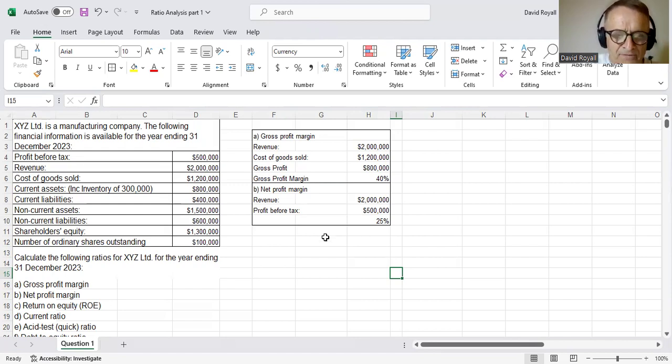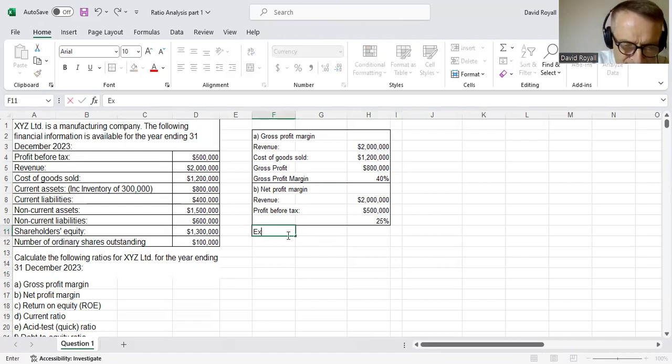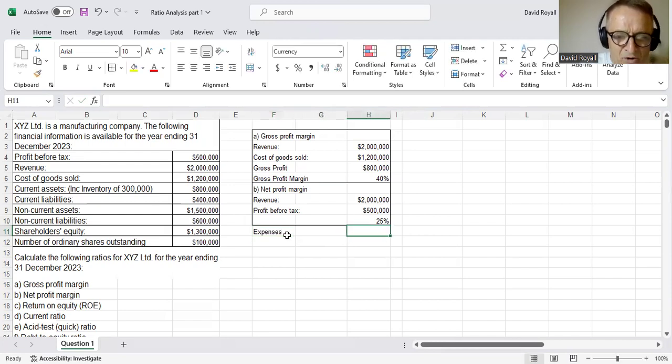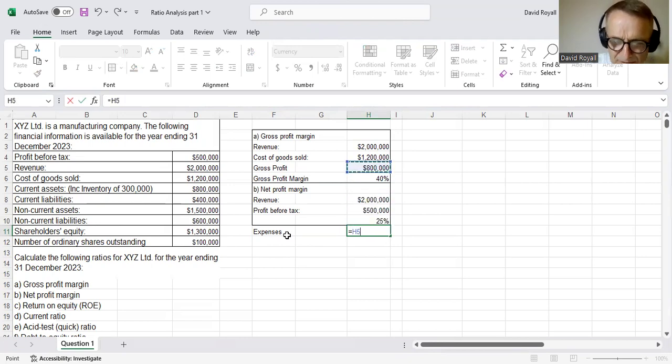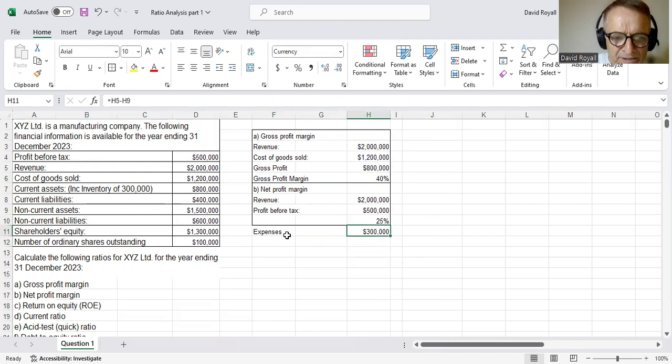Okay, well, just out of academic interest, the expenses I could actually work out because the expenses will be the gross profit minus the profit before tax. And you've got to wonder whether, in fact, you need that. In future ratios, definitely yes, because sometimes we like to measure our expenses against other aspects of running the business. And really, it's a measure of efficiency.